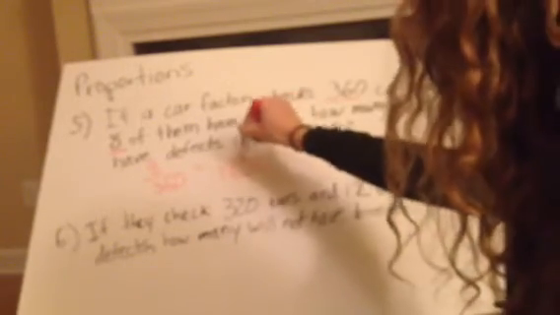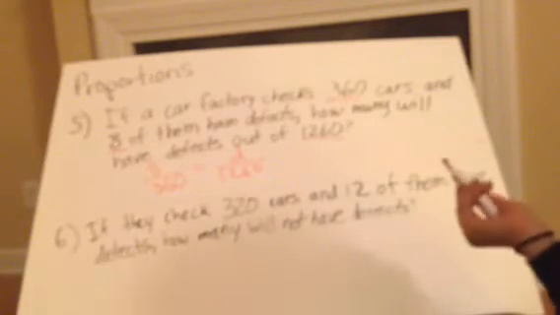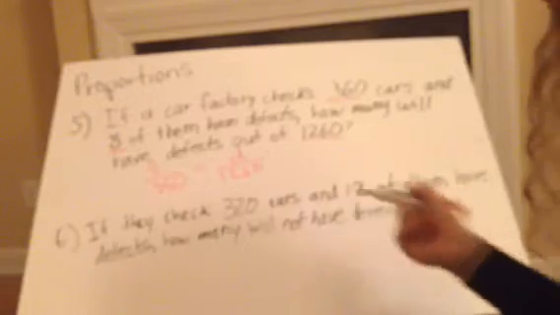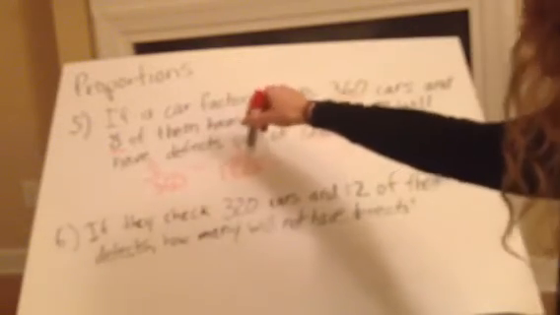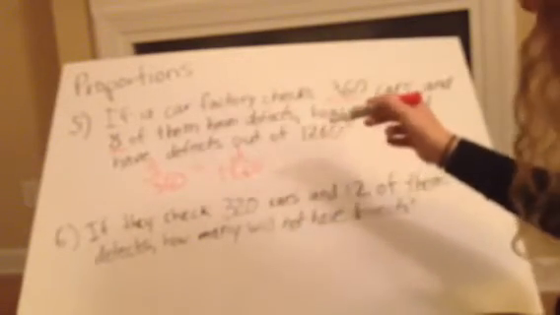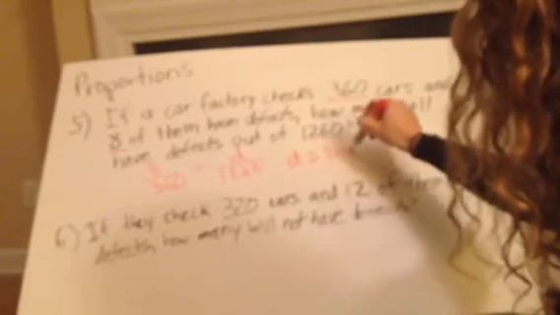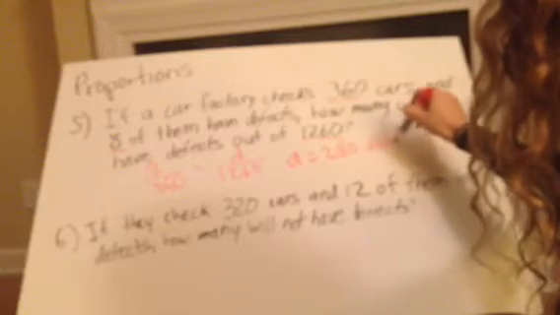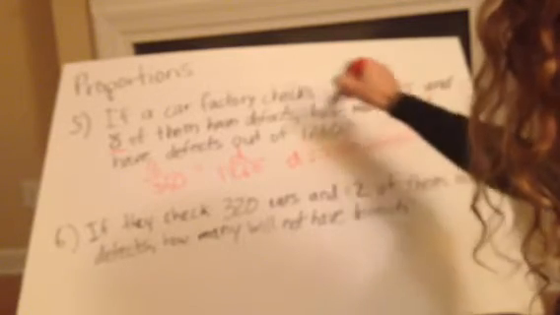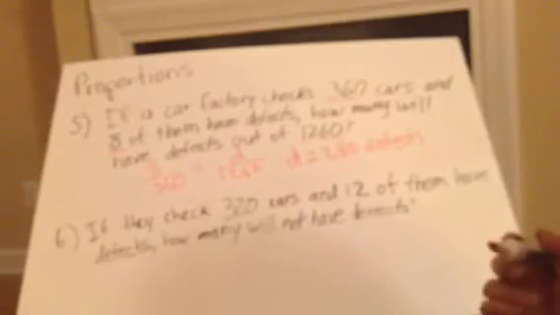So I'll use D as my unknown, my variable, to represent the defects, and you cross multiply and solve. So if you do 8 times 1,260 divided by 360, you'd get that D equals 280 defects. So out of the total number, only 280 are defective.